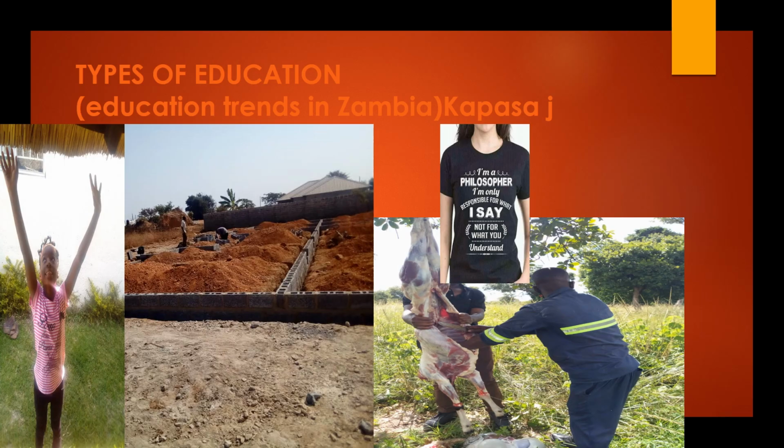Now, our interest is to look at the type of education which existed. There are two types of education which existed during missionary education, and this is what is called the binary type of education. It implies there was one education system for the whites and one education system for the blacks.